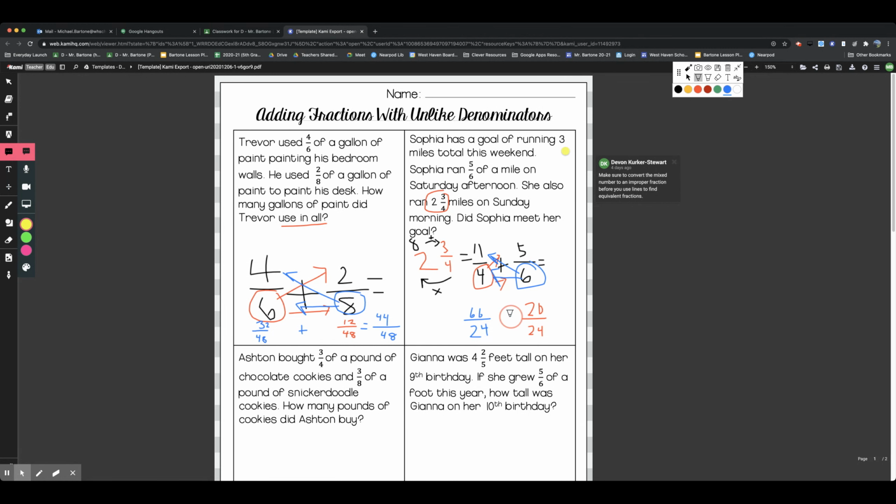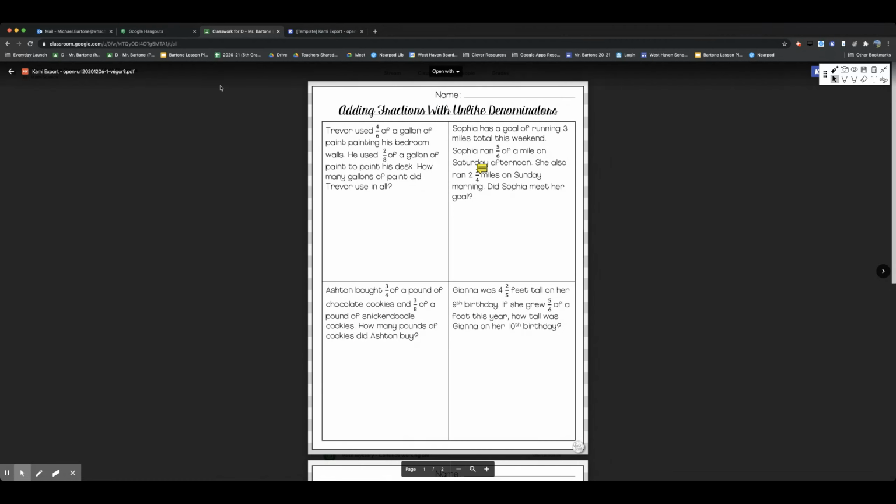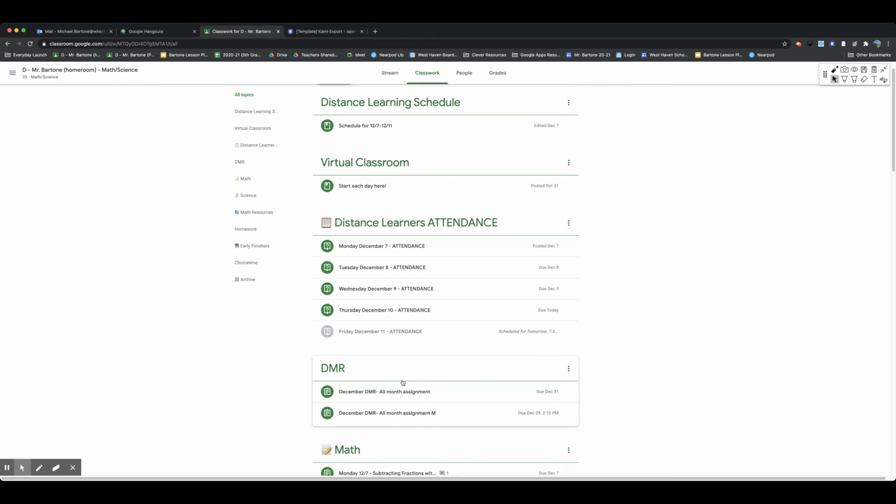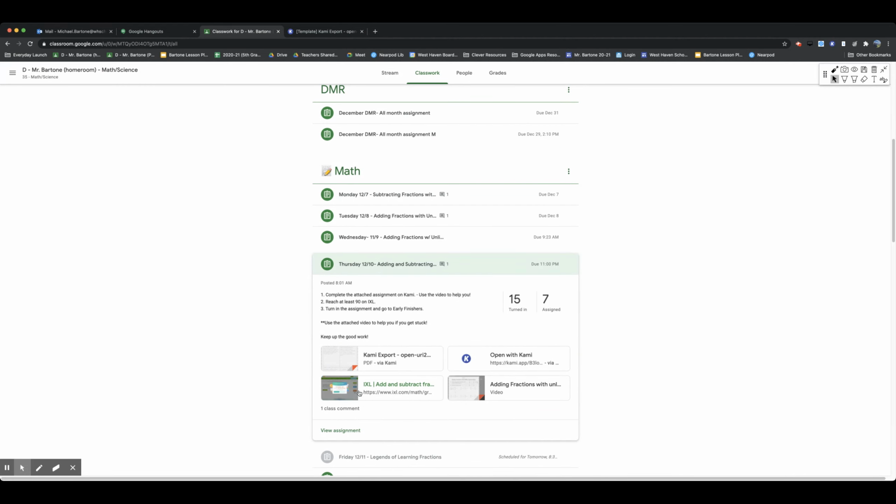So now we can add those two together. 66 plus 20 would be 86. And then our denominator is going to be 24. And we can leave it just like that. We don't have to convert it back to a mixed number. That's totally fine. Okay, so for math today, guys, I just want you to do the Cami assignment. I know on the Google Classroom assignment, there's also an IXL skill, but you don't have to do that. I just want you to do the Cami assignment, and then you can turn it in.